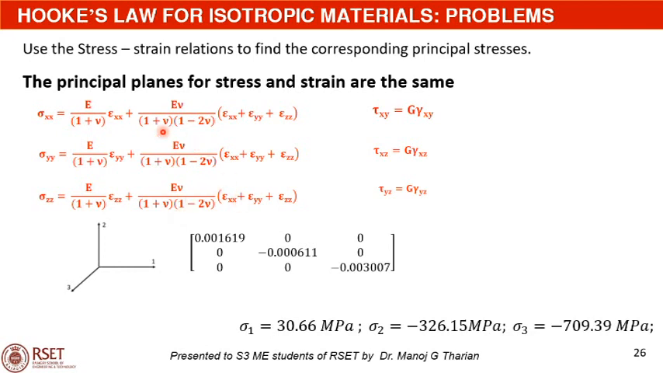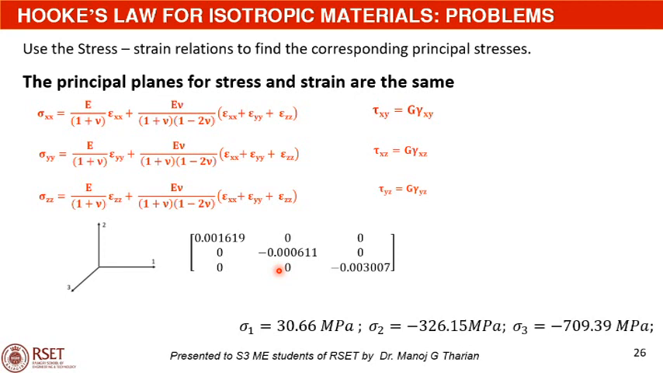So when we use this stress-strain relationship, instead of epsilon x, we will substitute epsilon 1. Instead of epsilon y, we will substitute epsilon 2. And instead of epsilon z, we will substitute epsilon 3. Also, the shear strains gamma xy is equal to 0, gamma xz is equal to 0, and gamma yz is also equal to 0.